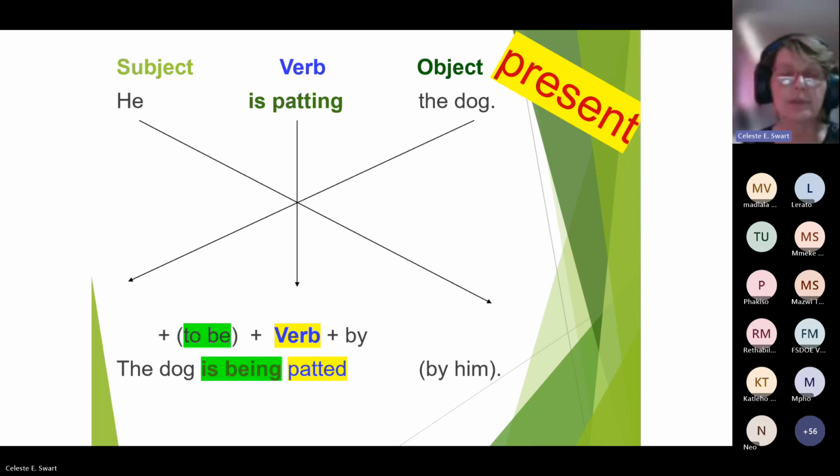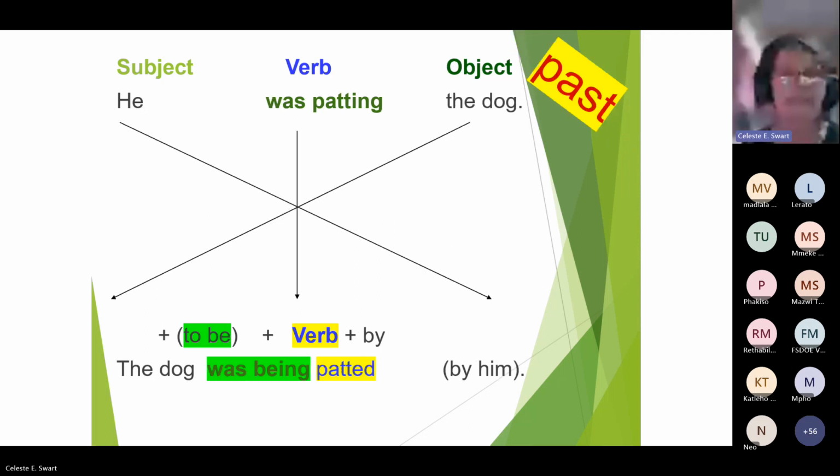And here we're using the present tense. It's a form of ing, of a continuous tense, is being patted by him. Then, if we look at it in the past tense form, we say he was patting. Here we already have was. So now what do we do here? We have to get this correct. We have to make sure there's the extra word in there. Otherwise, we've missed the boat.